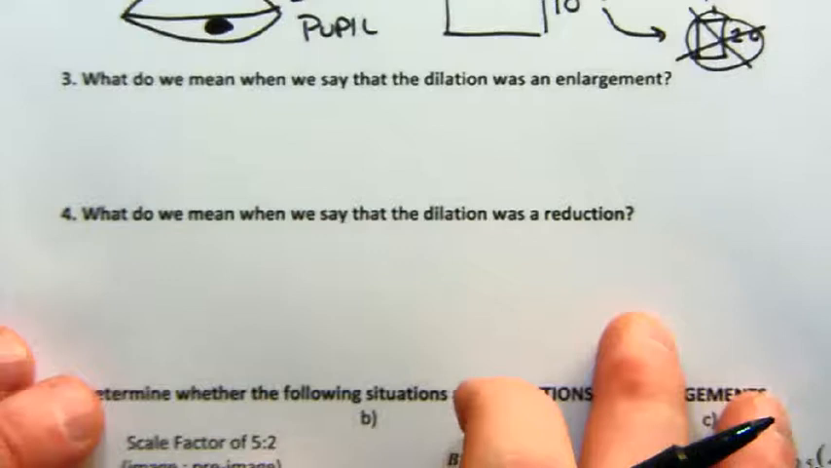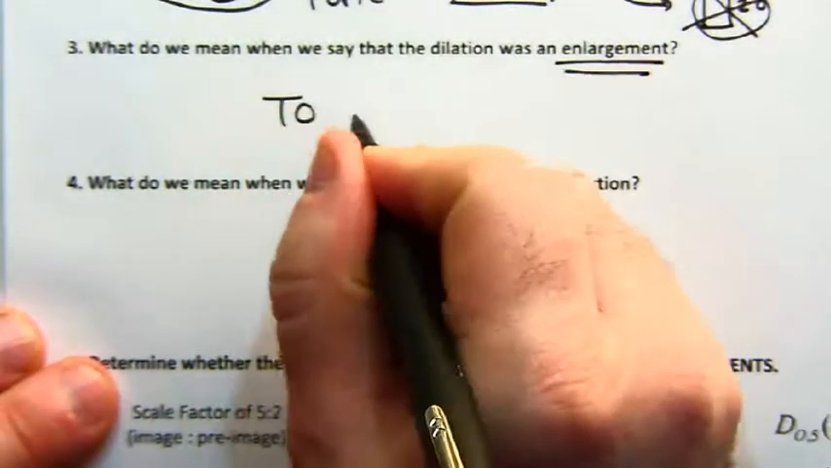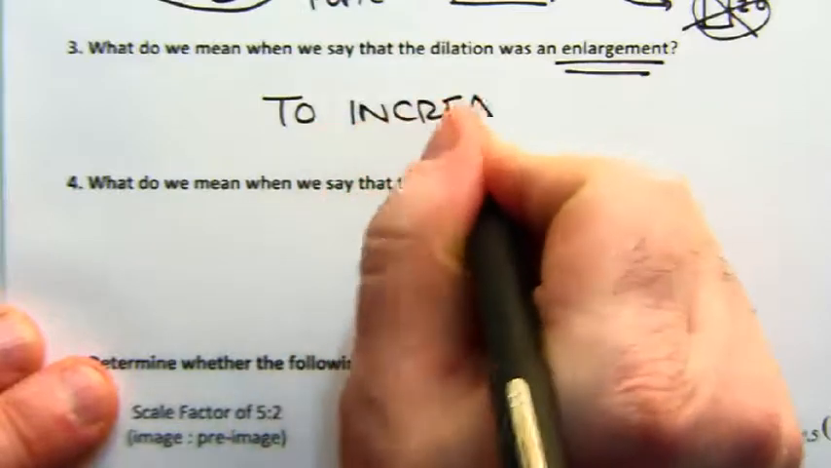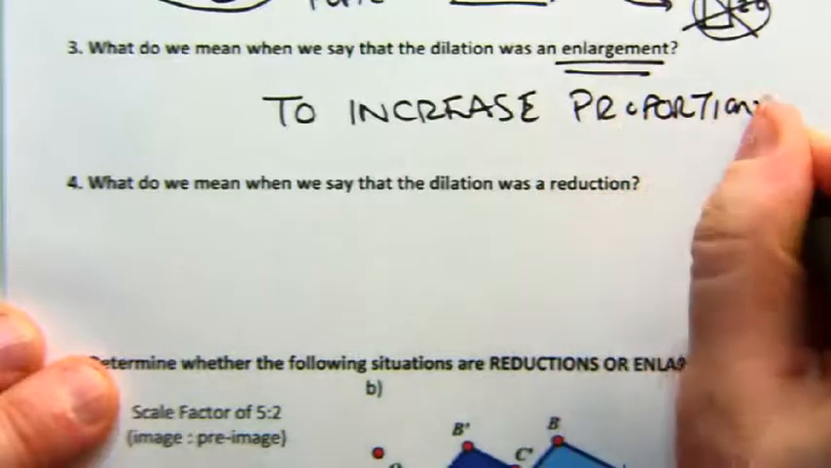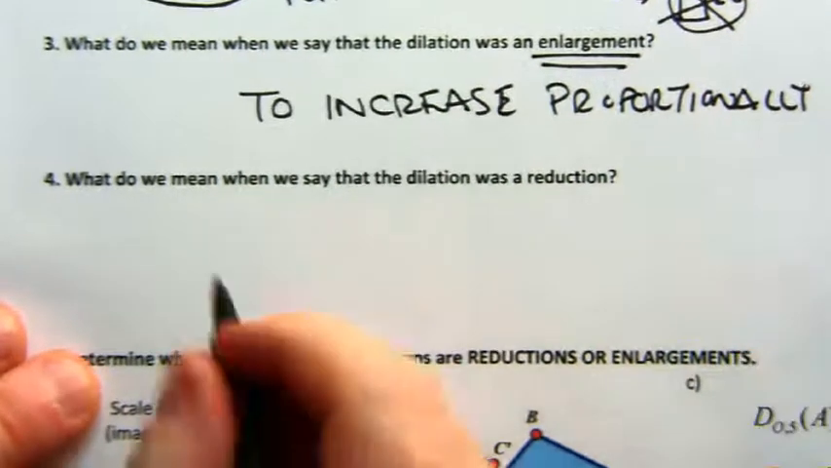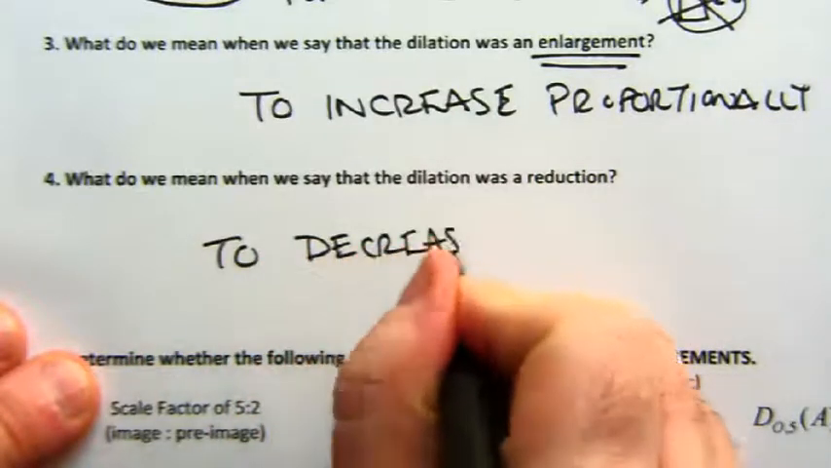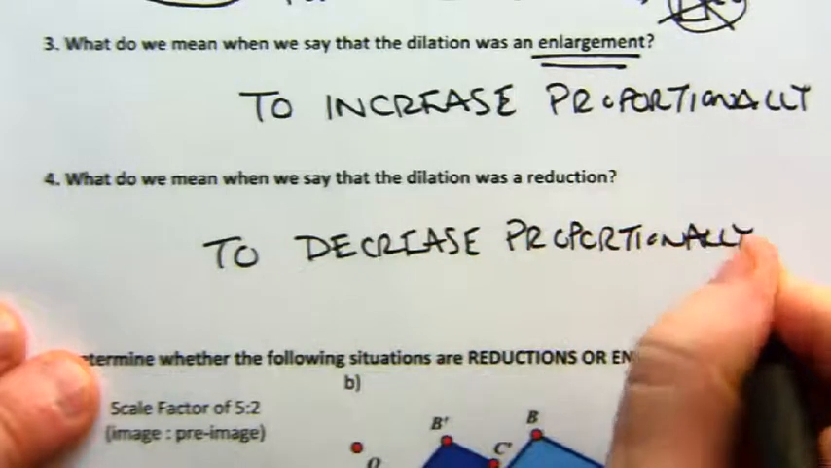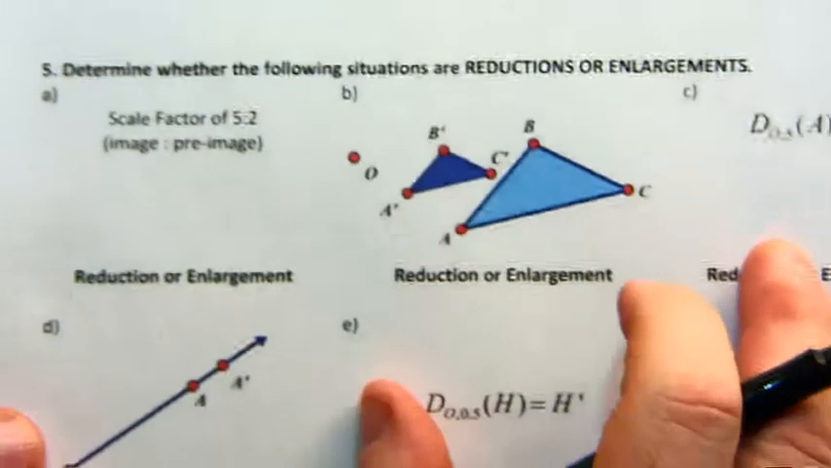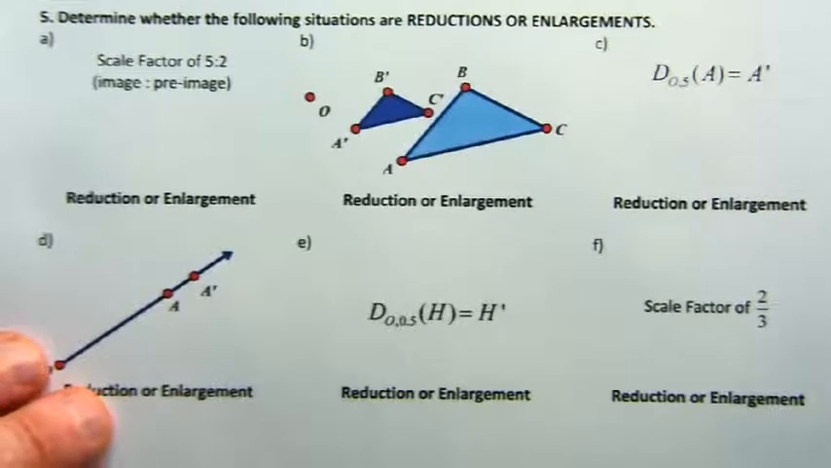What does it mean when we say we're going to enlarge something, or the dilation was an enlargement? That's where we're increasing proportionally. Okay, what does it mean to reduce? That means to decrease proportionally. Okay, so now we can look at some specific examples to determine if things are increasing or decreasing, if they're enlargements or reductions.